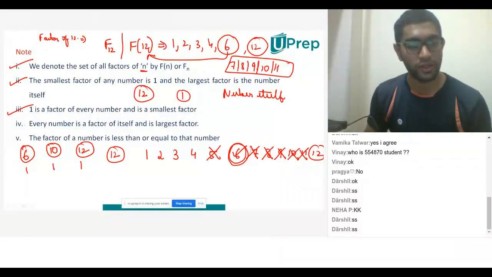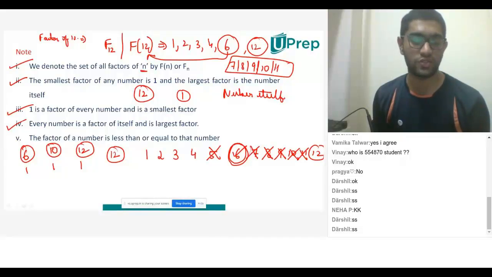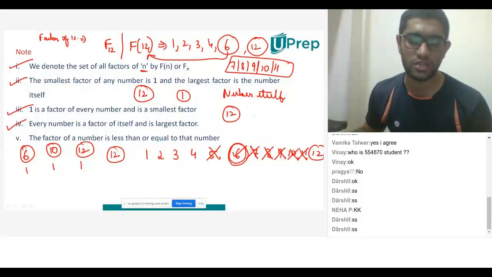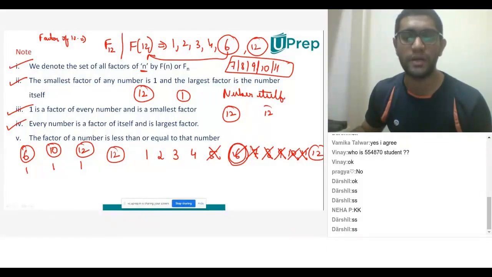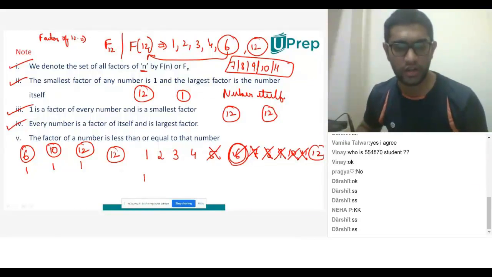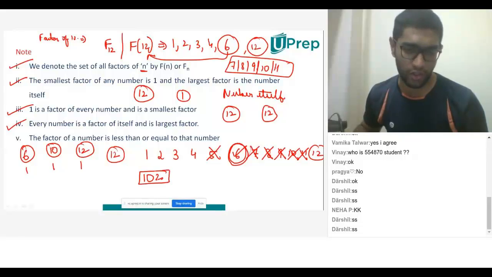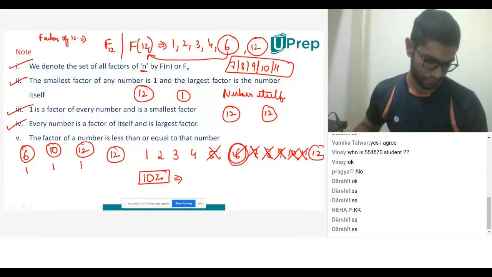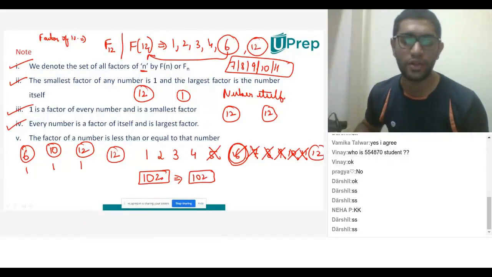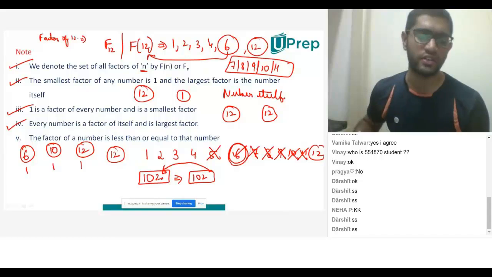Next one. Every number is a factor of itself and is the largest factor. What is he talking about? Forget about all this English, guys. If I'm taking 12, what is the largest factor of 12? It was the number itself, right? That is what he's talking about. What if I say 102? Guys, can you tell me what is the largest factor of 102? 102 itself. Obviously. It is very clear because 102 perfectly divides 102.